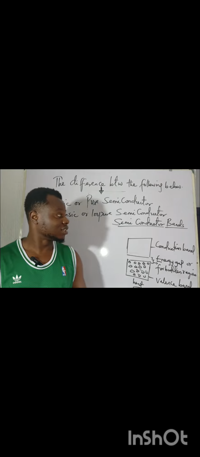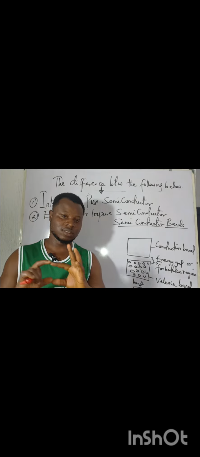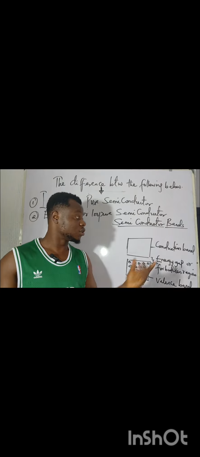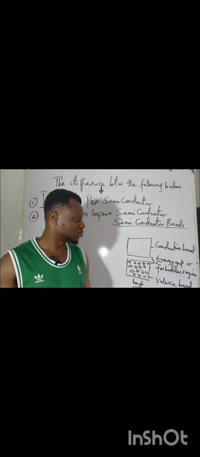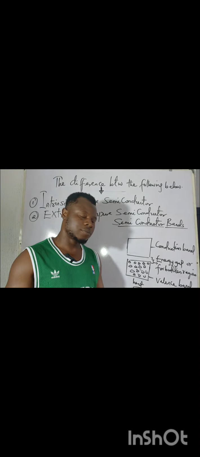This diagram tells us about the semiconductor. In a semiconductor, we have two bands. The first one is what we call the conduction band. The second one is what we call the valence band. And the gap between the two bands is called what? Energy gap, or what? Forbidden region.